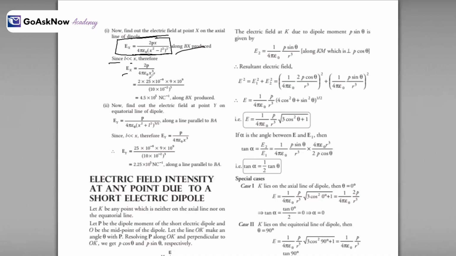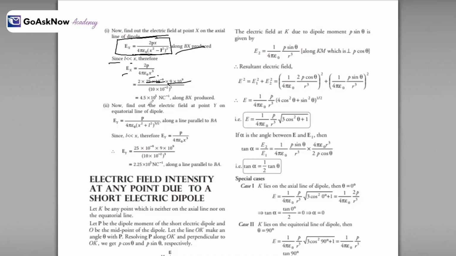2p by 4 pi epsilon naught x cube, because the L square term is neglected here. Okay, so substitute the value of 2, and the p value we have calculated, 10.25 into 10 power minus 9, and 1 by 4 pi epsilon naught value is 9 into 10 power 9, upon 10 to the power 10 into 10 power minus 2, whole cube. This is the value of x.